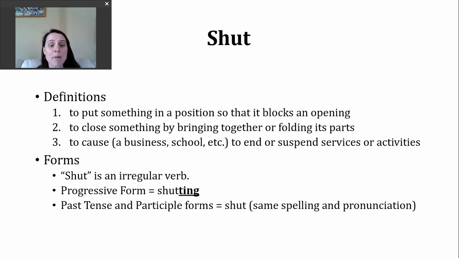The past and participle forms, you might notice, are exactly the same as the base verb. So we would just say shut for past tense. If we want to make a participle, so has shut, have shut, as you can see, same spelling, same pronunciation.